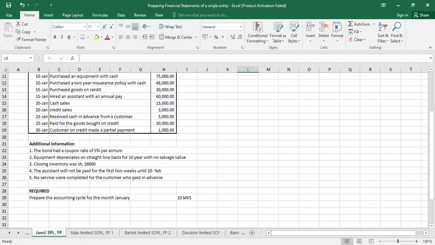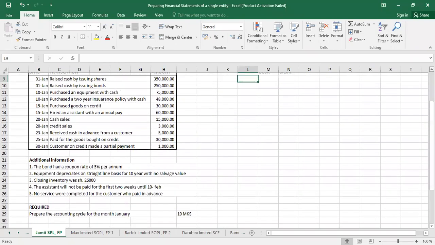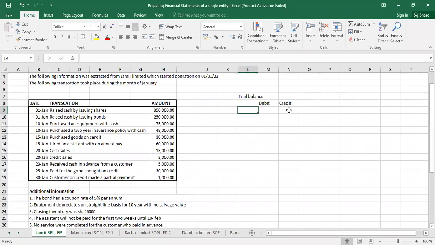And then no services were completed for the customer who paid in advance. So the transactions are here. The things you are not seeing, where they are? So we just go straight to the show balance. And here is where journal entries also apply everywhere. Even the max limit, budget limited, we will work with journal entries.